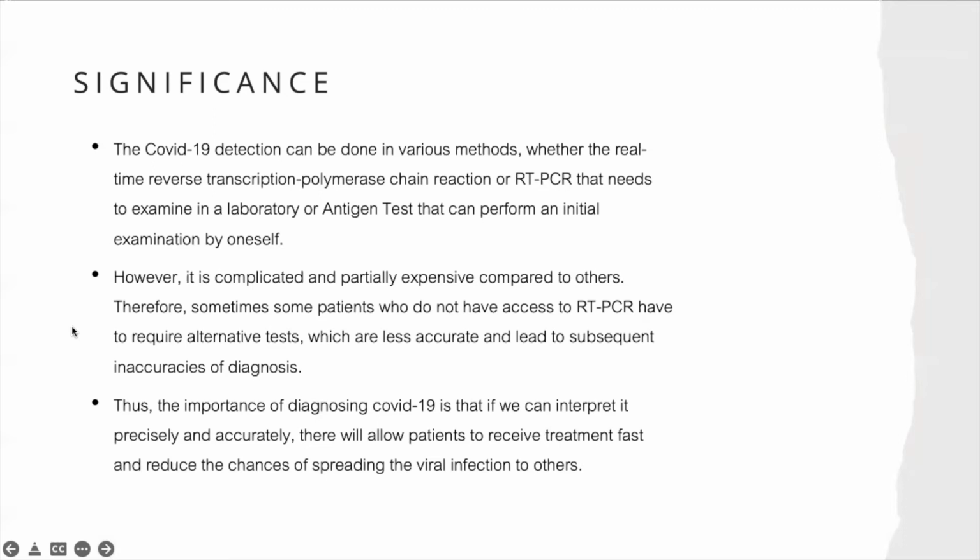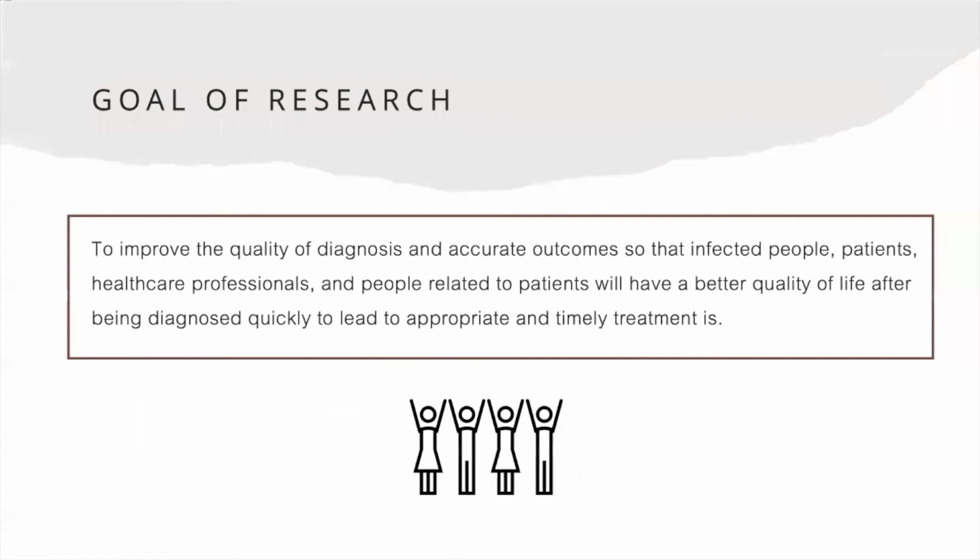The importance of diagnosing COVID-19 is that if we can interpret it precisely and accurately, it will allow the patient to receive treatment fast and reduce the chance of spreading the COVID-19 virus to others. The goal of this research is to improve the quality of diagnosis and the accuracy of the outcome, so that infected people, patients, and others related to this work will have a better quality of life after being diagnosed quickly, leading to appropriate and timely treatment.